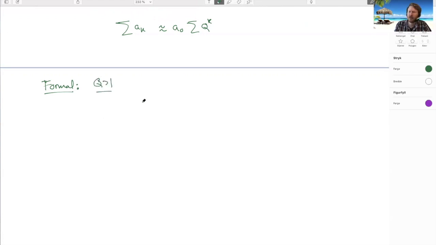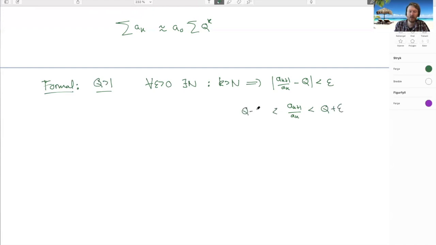The q strictly bigger than 1 arguments, both for the quotient and root test, are easier than when q is strictly less than 1. It's because now we can actually use the divergence test instead of a comparison. So let's be slightly careful here. For every epsilon bigger than 0, there exists n such that when k has passed n, we get that |a_{k+1}/a_k - q| is strictly smaller than epsilon. If we open up the inequalities here, we get a_{k+1}/a_k smaller than q plus epsilon, and here q minus epsilon.